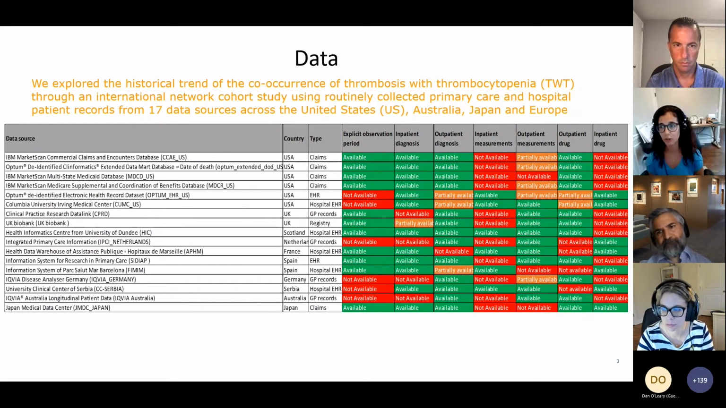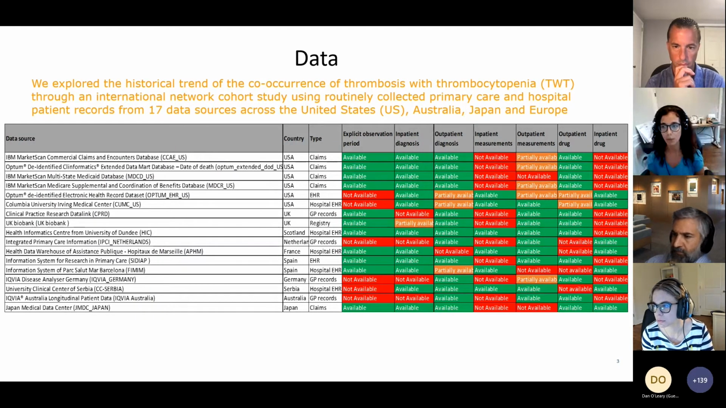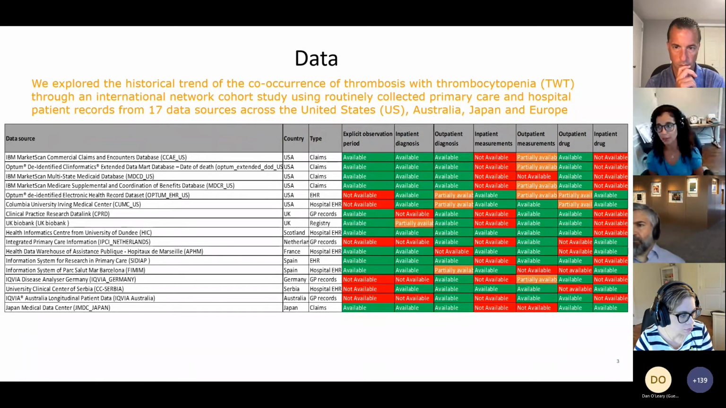I also show you the availability of some elements of the data that are important to identify TWT in observational data. So we expect those cases to happen in an inpatient setting. So I'm showing you the availability of inpatient diagnoses, outpatient diagnoses, inpatient measurements, outpatient measurements, and inpatient and outpatient drugs across the databases.